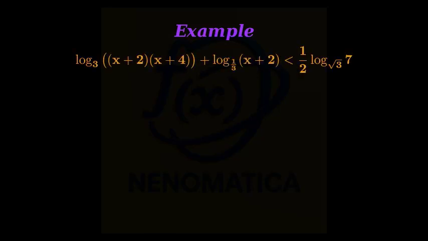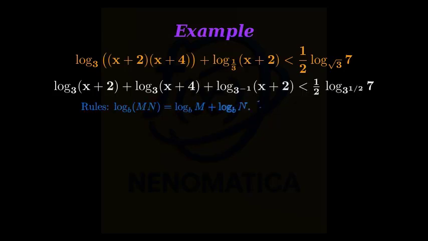Step 1. Use the product rule to split the first logarithm and rewrite the unusual bases 1/3 as 3 to the power -1 and square root of 3 as 3 to the power 1/2. That turns the given statement into this line.